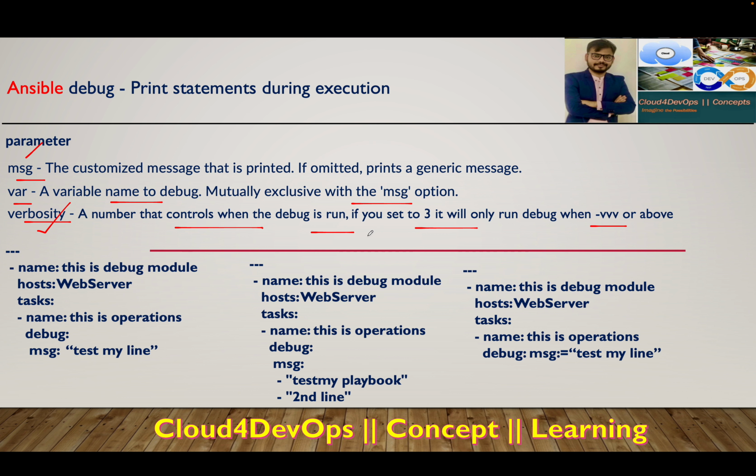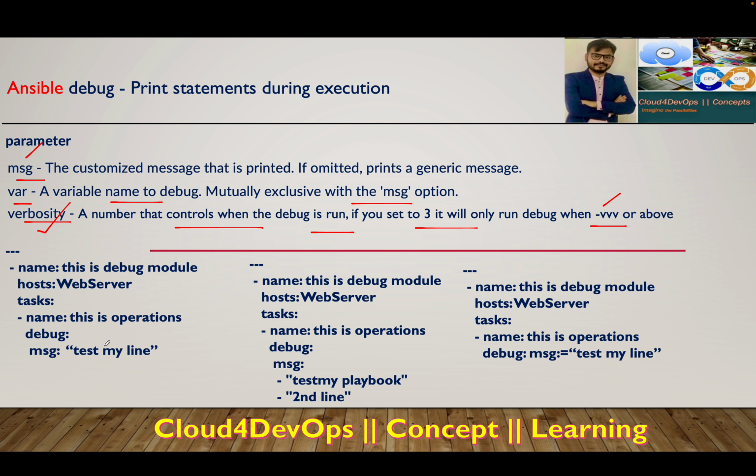So if you give verbosity as 2 but you don't use dash VV, or if you give verbosity as 3 and you don't use dash VVV, then you will not be able to see any detailed output over there. So that's what Ansible debug is all about, what all the parameters are all about. Now it's time to do the practical.